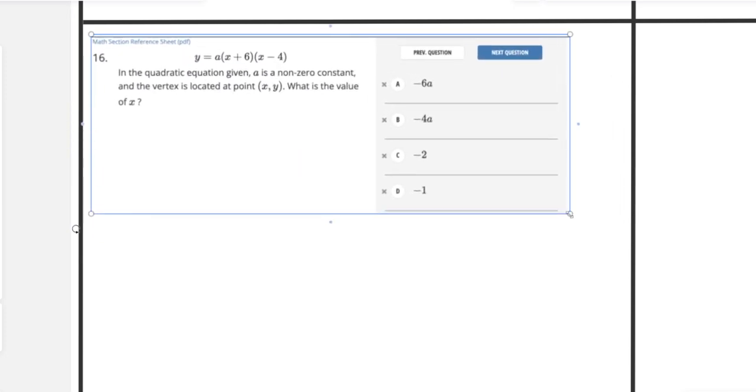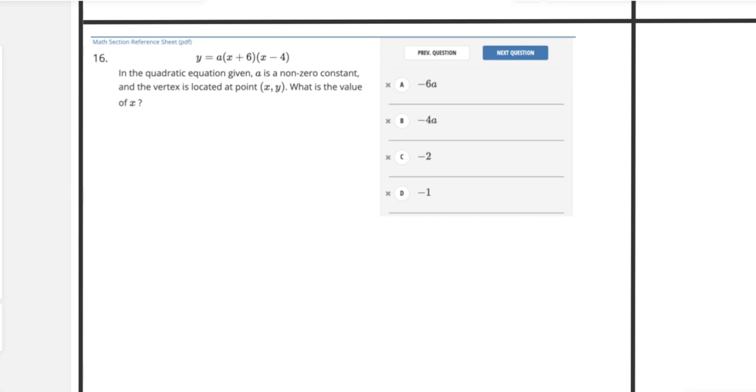Let's do some more problems. I see we have some more submissions. These look like pretty much SAT style questions. And we have another one.